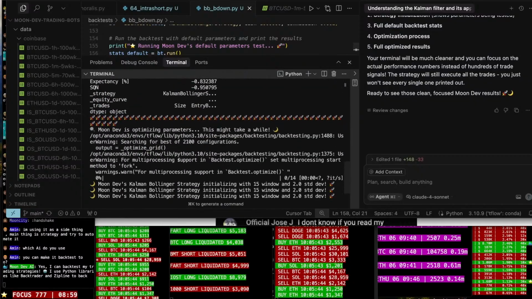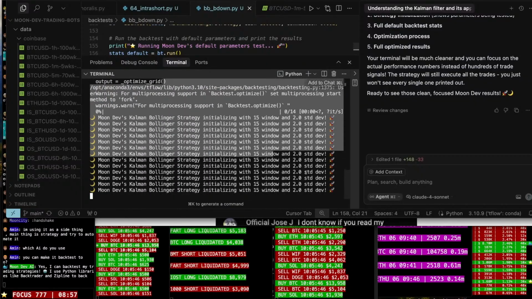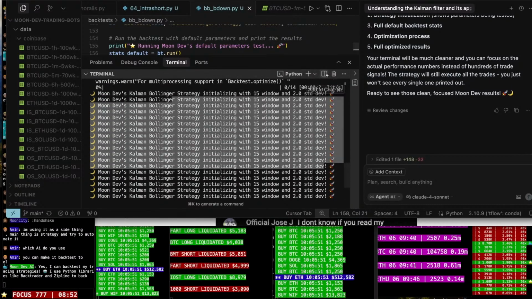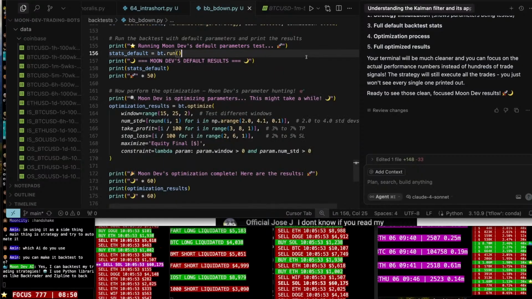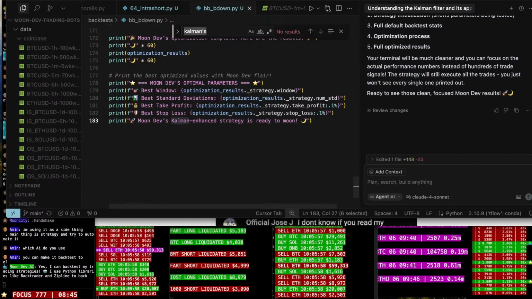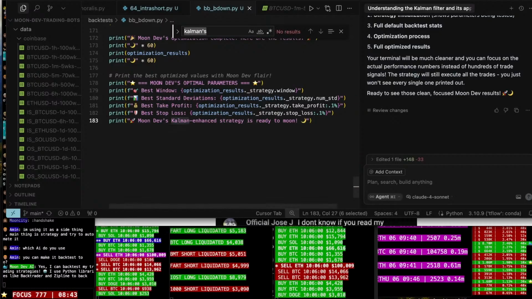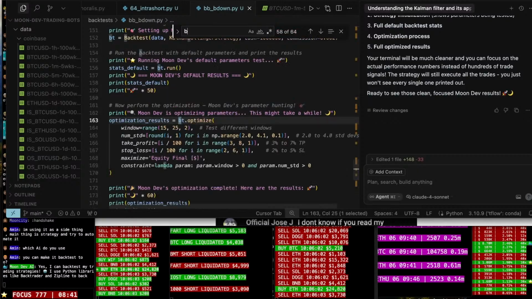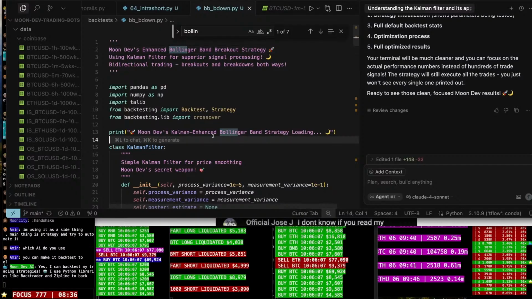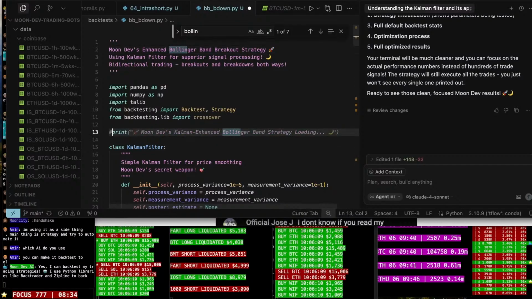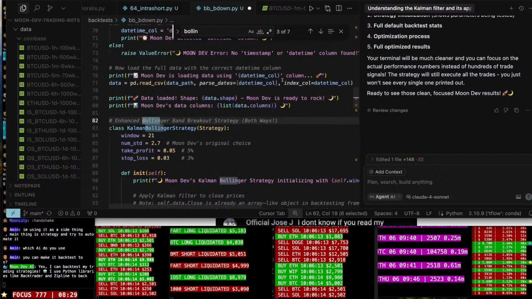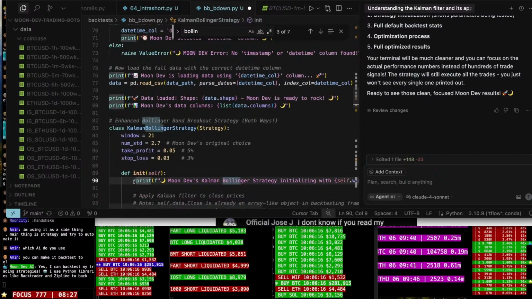Okay, there we go. So you can see that it's still printing out some of the lines though, and we don't want that. So Moon Dev's Kalman Bollinger Band strategy. Don't print that. And don't print that. Okay.